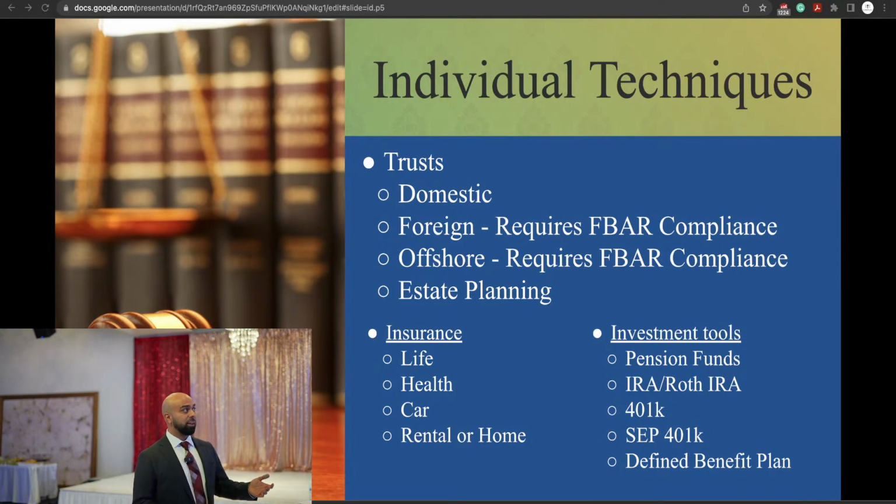The next tools that we have: insurance, life insurance, health insurance, car insurance, rental, or home. Now, what most people don't know is that life insurance can be an incredibly powerful tool for protecting your wealth.